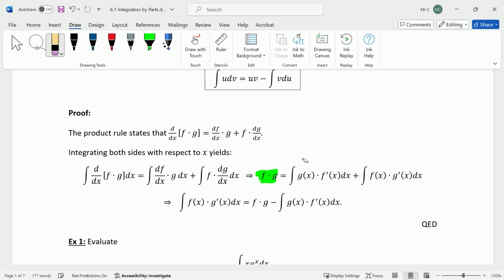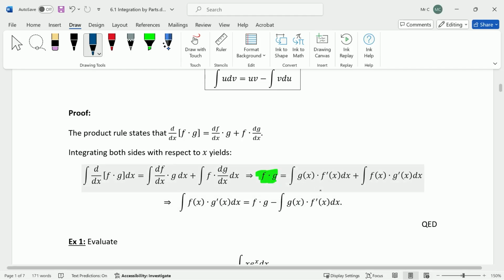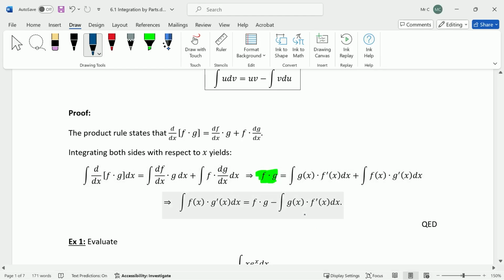Okay, so where were we? So the left side of that equation, we had the antiderivative of the derivative of f and g, so we just get f times g. And then the last step here is just to subtract one of the terms from this side. So I subtract the g of x times f prime of x integral from the left side, and what do we get? The integral of f times g prime dx equals fg minus the integral of g times f prime dx. Okay, so a pretty straightforward proof.